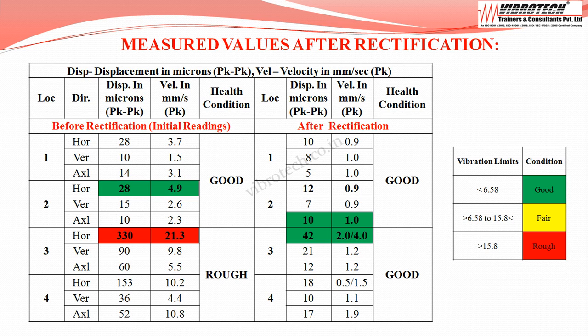After the rectification work, vibration data were collected. The vibration values are maximum at motor drive end axial, velocity up to 1.0 mm per second peak with displacement of 10 microns peak to peak. And at fan drive end horizontal, velocity up to 4.0 mm per second peak with displacement of 42 microns peak to peak. And the equipment improved to the good category.